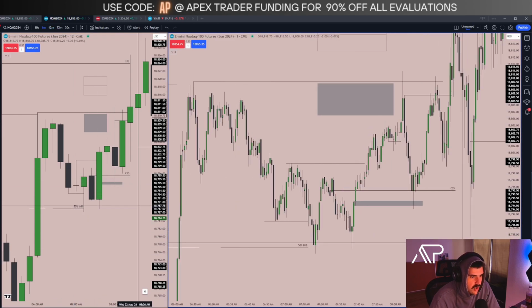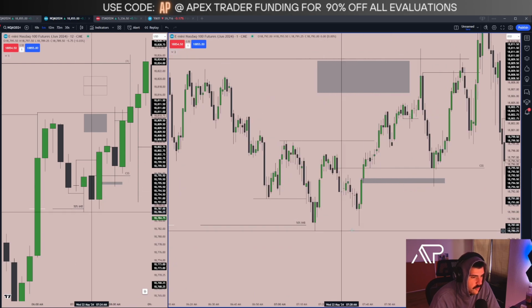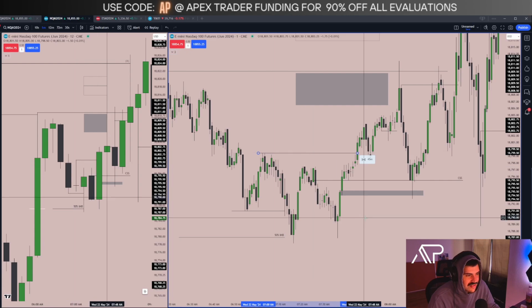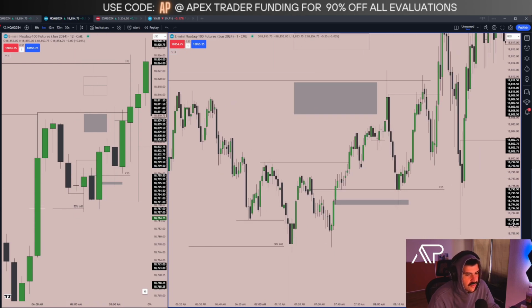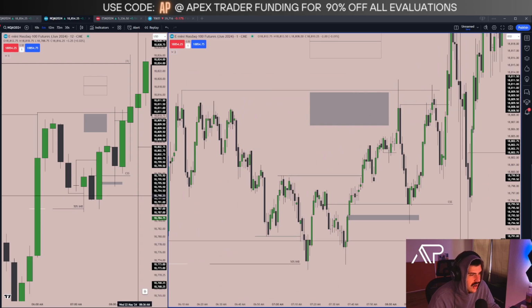What do we see right here? Automatically, we see this basically failed swing right here. We fail to go make a new extreme, and ultimately we displace up and break this high over here that puts in this low. So that further validates the bullish thesis targeting highs, right?